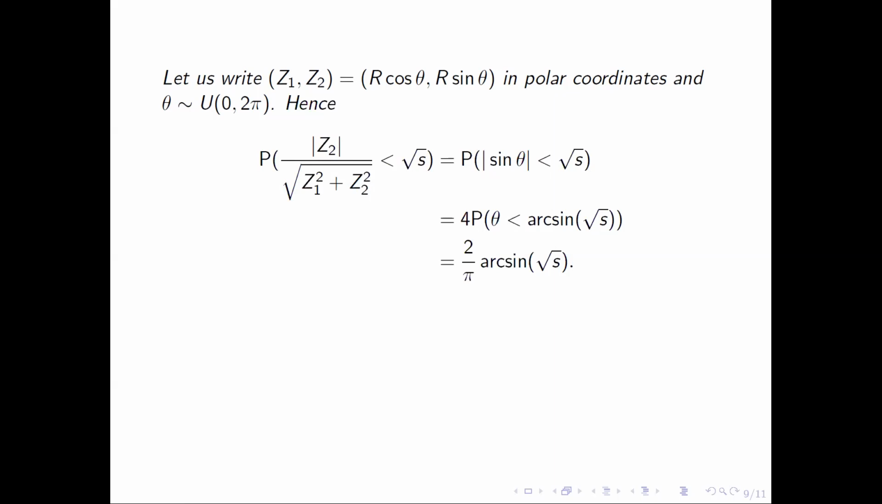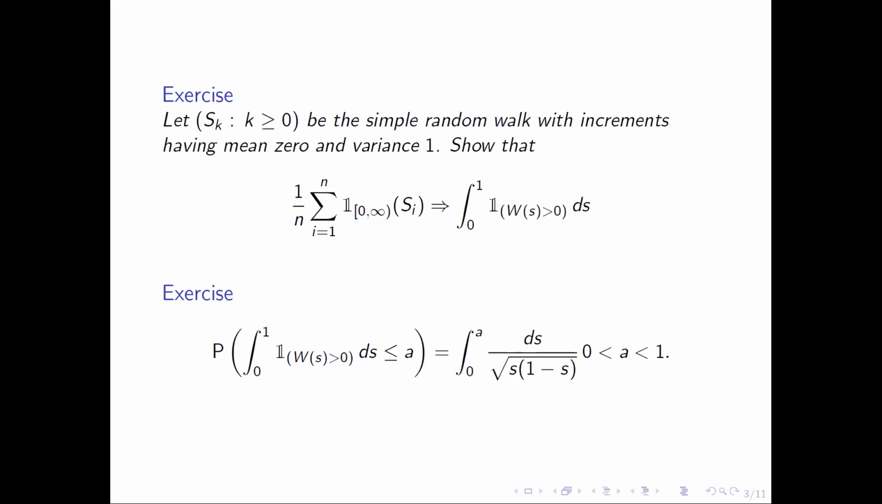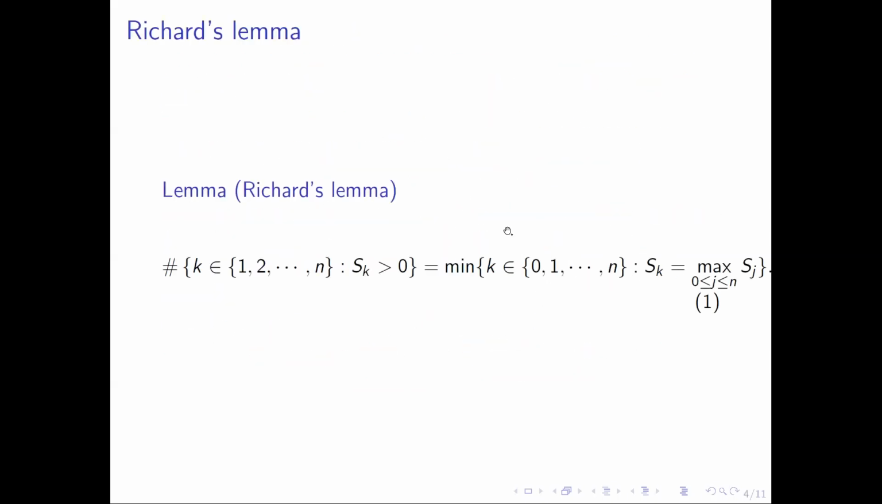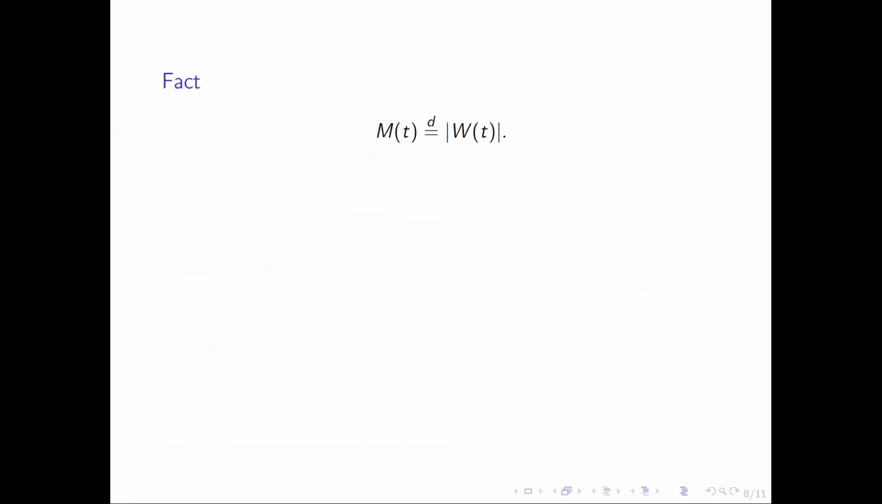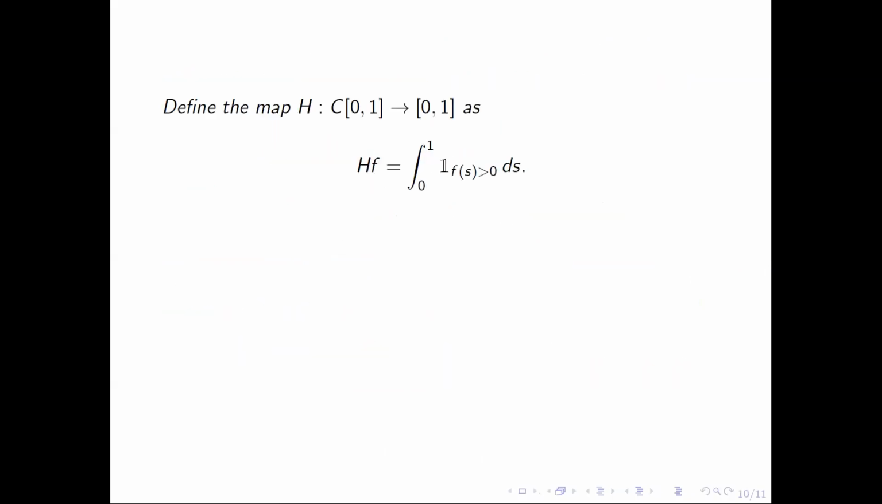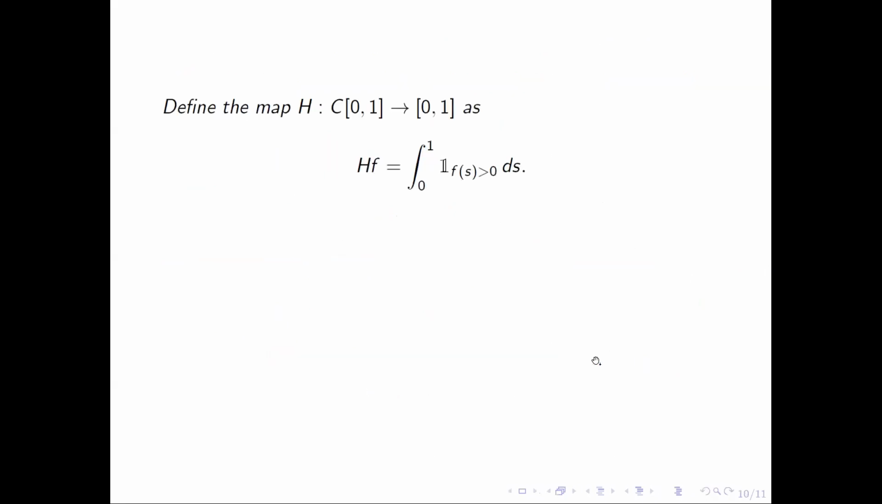Now we have done this only for the... if we go back to the Richard's lemma, what we did was we looked at this side of the equation. Now let us look at the number of points where Sk is positive. So this is also a bit on the trickier side. So let's look at the functional. What we showed here is the number of points k such that Sk is maximum of Sj divided by square root... Oh, this is a typo again. So if you divide by n, it converges to the arc sine law.